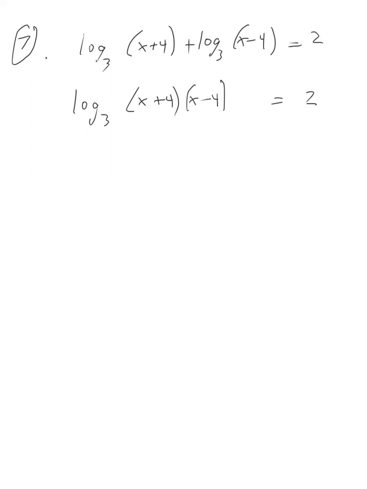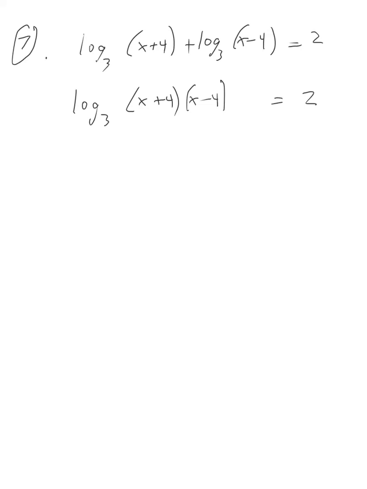The next step is a little strange. You do what's called exponentiating both sides, which means you put oops, I did the wrong number. I'm sorry. You have to put a base under both sides that's the same as the base of the logarithm.